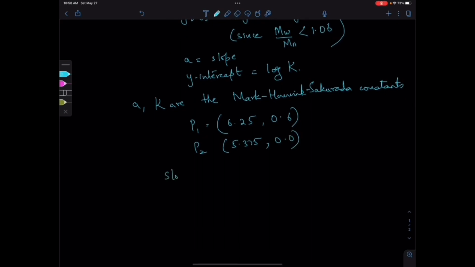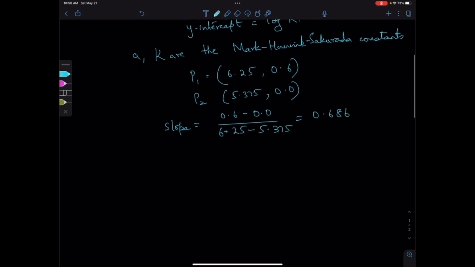So the slope is the difference between the y coordinates over the difference between the x coordinates. So that is 0.6 minus 0.0 over 6.25 minus 5.375, which gives a slope of 0.686. So a equals 0.686.